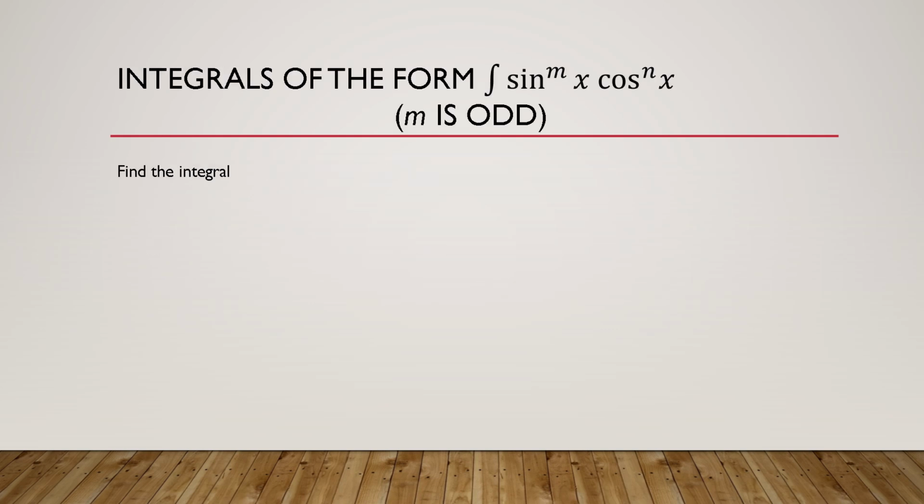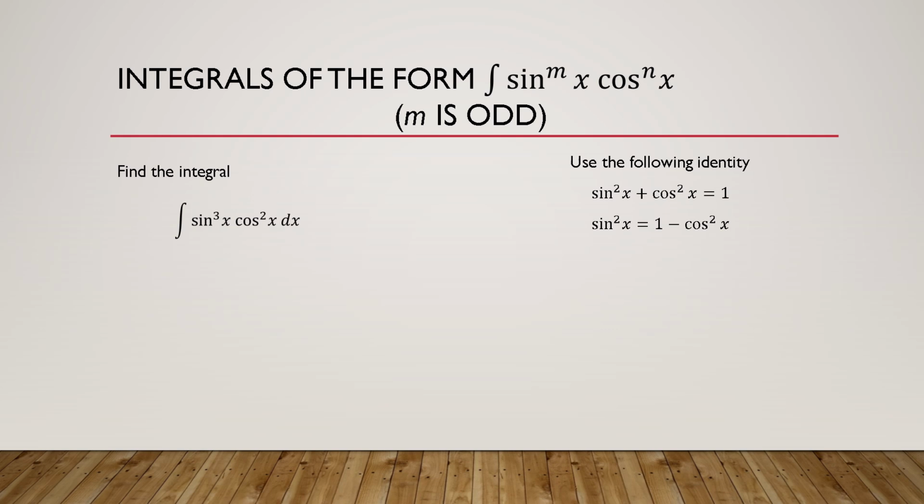Integrals may be taken of the form sine to the mx times cosine to the nx, where n and m are integers. In this first example, we use a function where m is odd, in this case the integral of sine cubed x times cosine squared x dx. In these cases, we use the identity sine squared x plus cosine squared x equals 1, or for this case, sine squared x equals 1 minus cosine squared x.